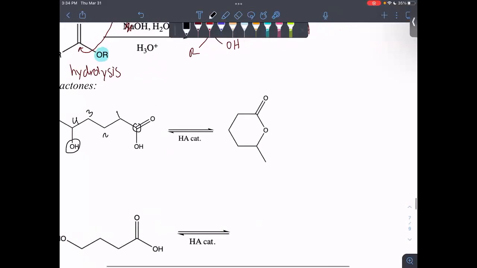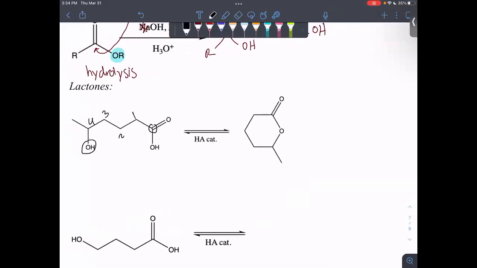If you had a much shorter carbon chain, say 3 carbons or 4 carbons, that reaction wouldn't really happen because the ring strain is so unfavorable.